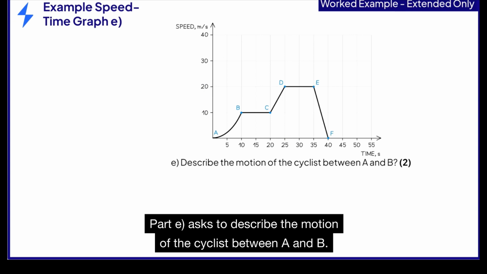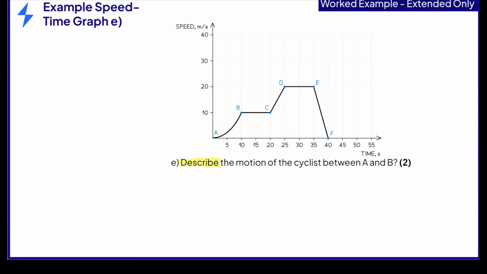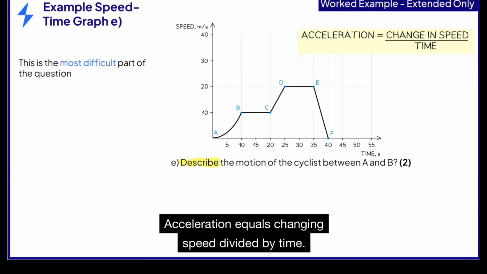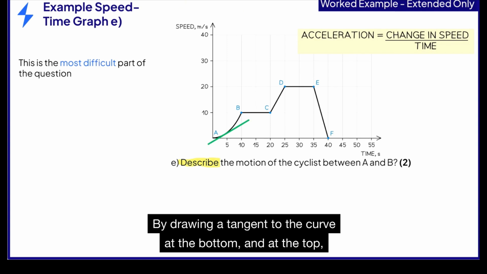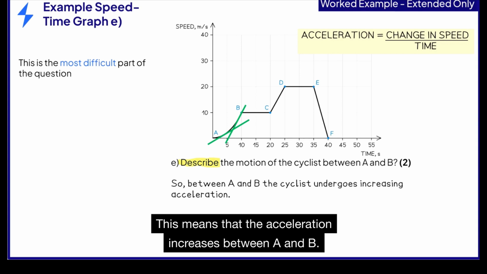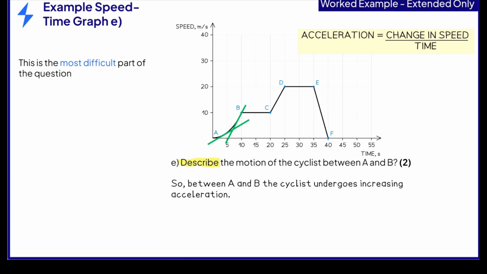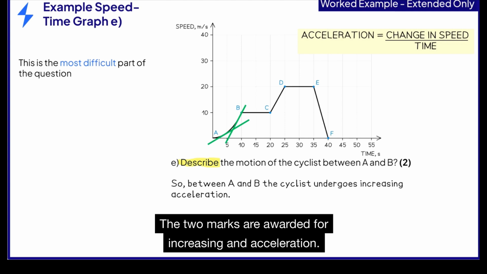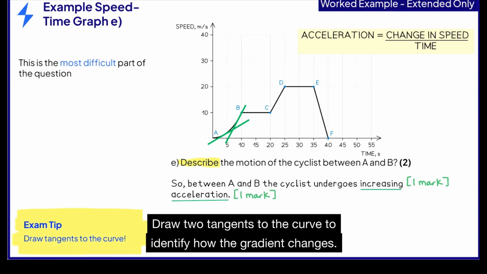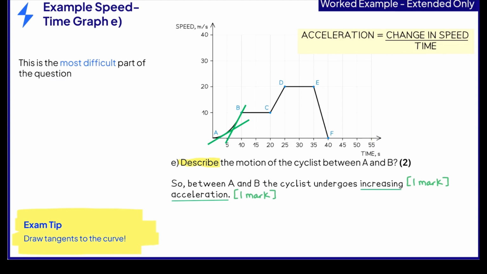Part E asks to describe the motion of the cyclist between A and B. This is the most difficult part of the question. The gradient of a speed-time graph represents the acceleration. Acceleration equals change in speed divided by time. By drawing a tangent to the curve at the bottom and at the top, it is possible to see that the gradient of the curve increases. This means that the acceleration increases between A and B. The 2 marks are awarded for increasing and acceleration. Draw 2 tangents to the curve to identify how the gradient changes.